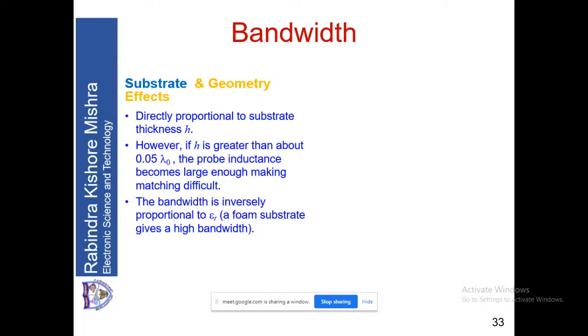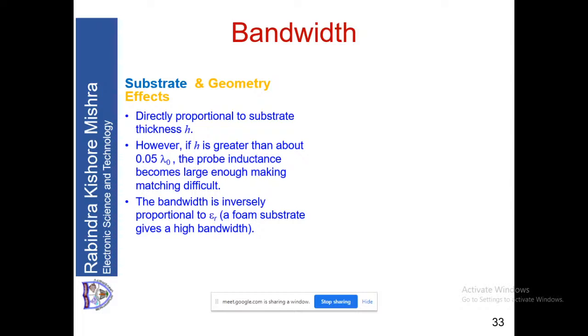Then the replacement of free space is foam. Foam is very close to free space. Its dielectric constant is very close to free space. Therefore, you can use a foam substrate to get a high bandwidth. A sufficiently thick foam substrate, but not very thick. It should be less than 0.05 lambda 0. Up to that thickness, a foam substrate will give you the best bandwidth that you can design.